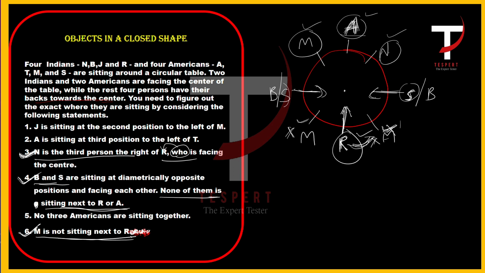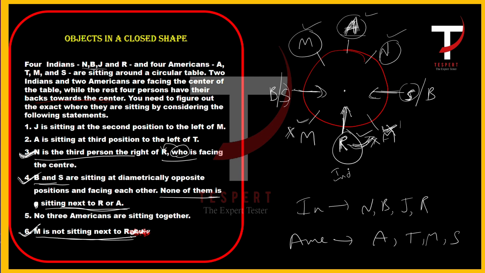So B and S, where is the relevant statement now? Yeah, consider the fifth statement. No three Americans are sitting together. So as we have in the description, Indians are N, B, J and R, right? And Americans are A, T, M and S. So here, who is R? R is an Indian.